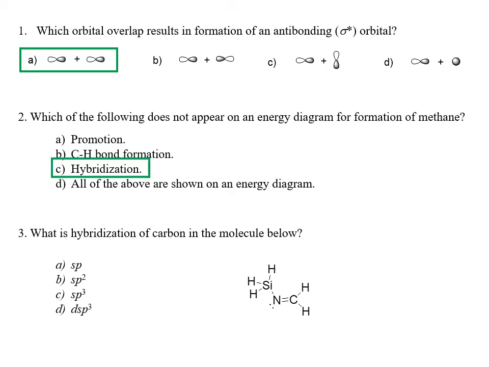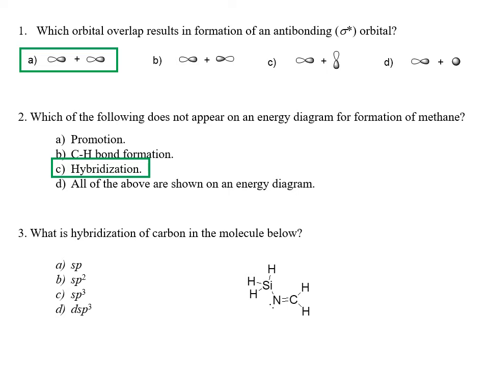Answer C, hybridization will not appear on energy diagram because hybridization is only a mathematical operation. It is there to fix valence bond theory. Without that mathematical operation, valence bond theory could not explain bonding in methane or in general in hydrocarbons. And so this is simply a mathematical trick, a mathematical operation to fix a broken theory. So correct answer is C. Of course, D, all of the above are shown on the energy diagram, is not correct.